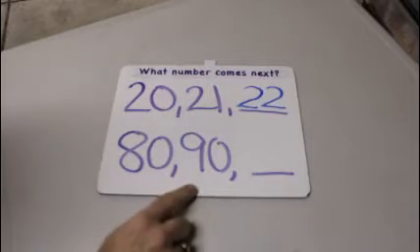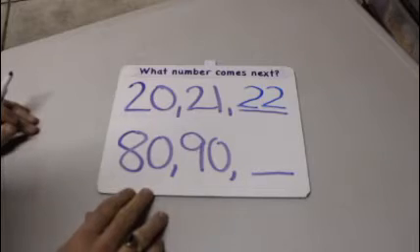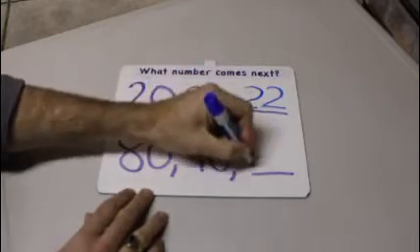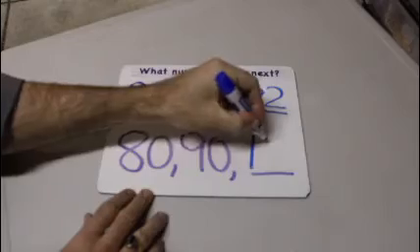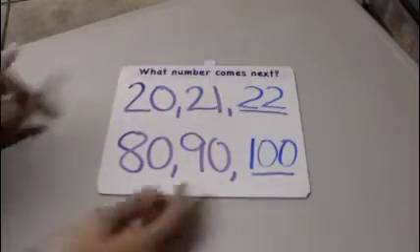80, 90, 100. How do we write a 100? A 1 for the 100, 0 for the 10, 0 for the 1, 100.